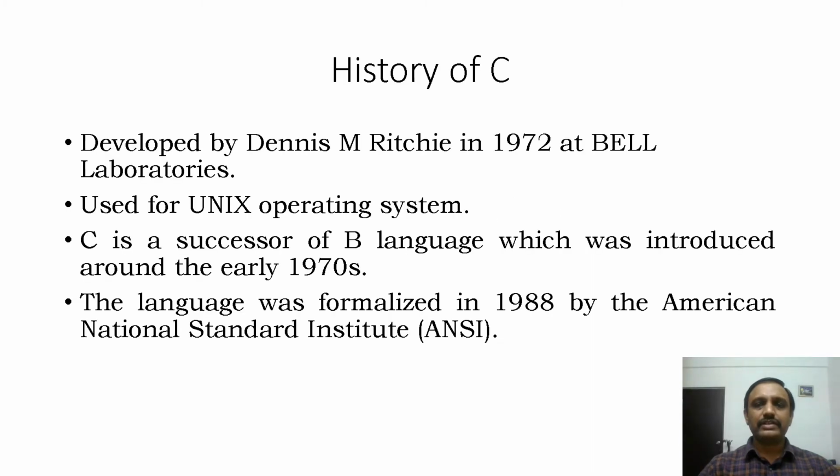Here, the first one is the history of C language. Who developed C language? Mr. Dennis Ritchie developed C language in 1972 at Bell Laboratories. This is mainly used for the Unix operating system. C is a successor of B language, which was introduced around the early 1970s. The language was formalized in 1988 by the American National Standards Institute, that is ANSI.